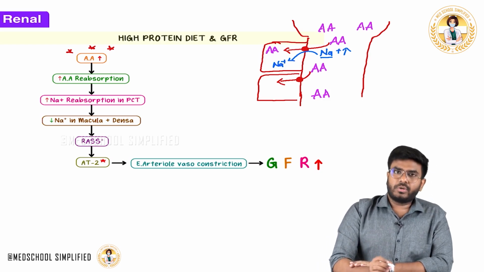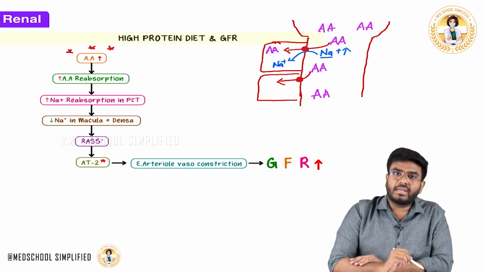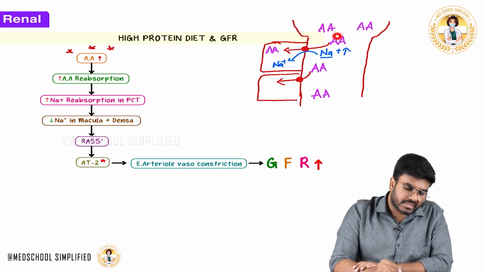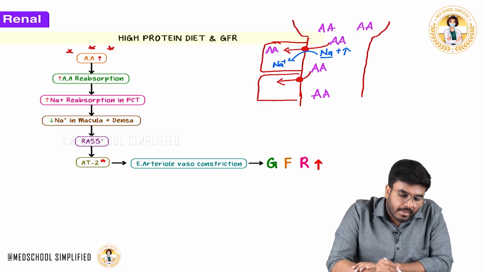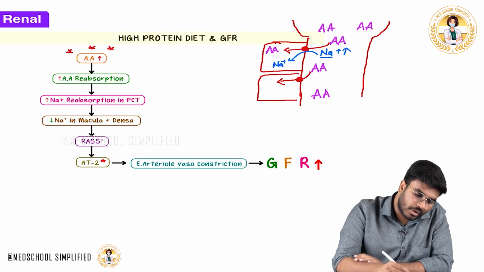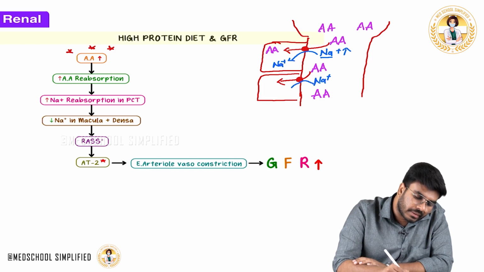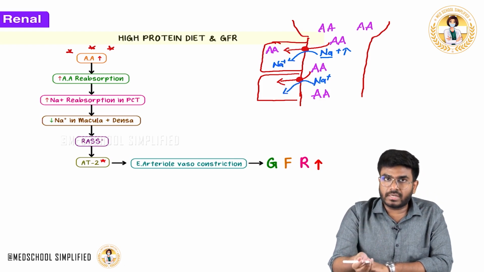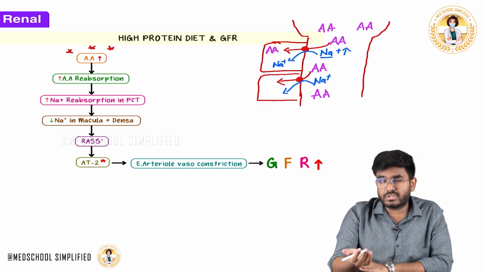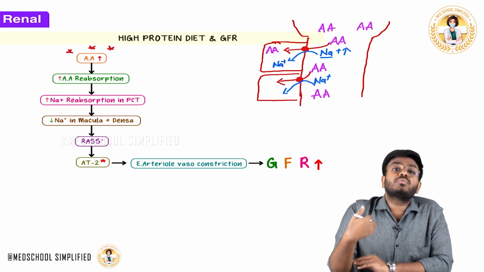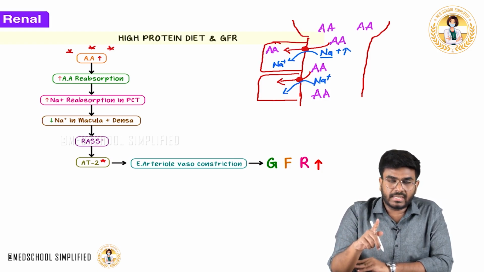So what I am trying to put into your mind is, on that particular day when you have a high protein diet, you will be having high amino acid filtration into the kidneys. Now all these amino acids in the nephron need to be reabsorbed in the PCT itself. You cannot reabsorb only the amino acid; the amino acids need to be reabsorbed along with the sodium. So more amino acid reabsorption means at the same time more sodium is also getting reabsorbed into the body.